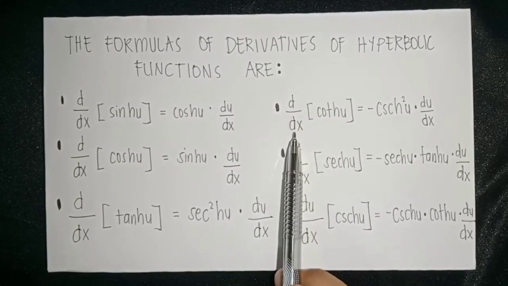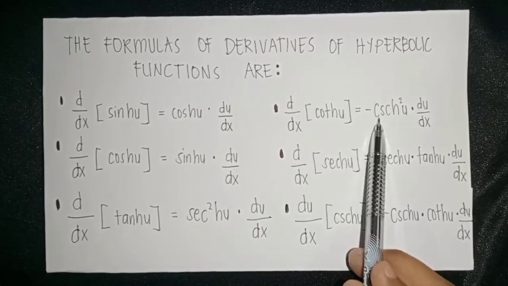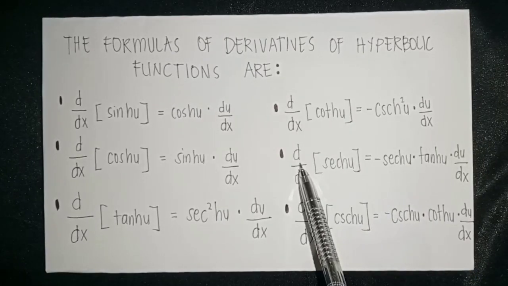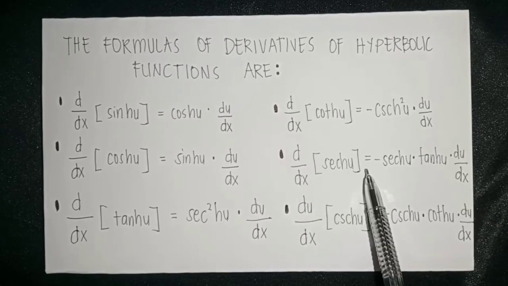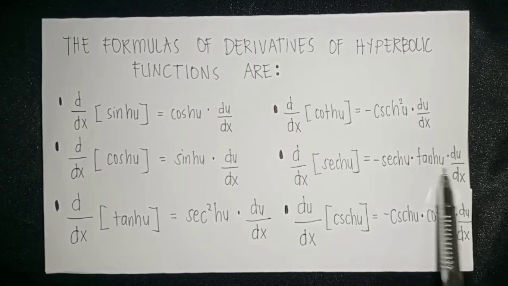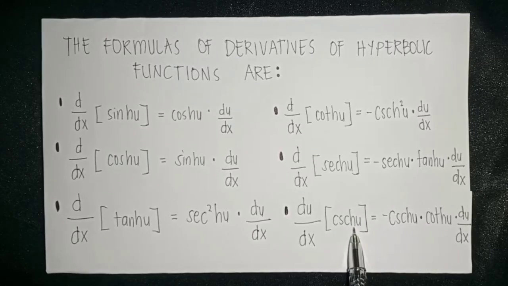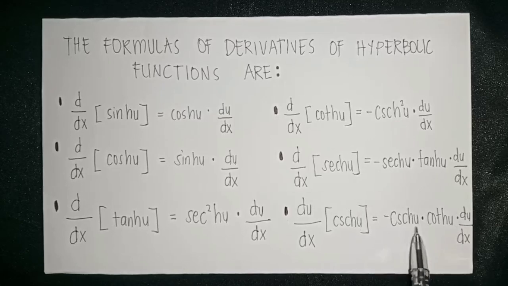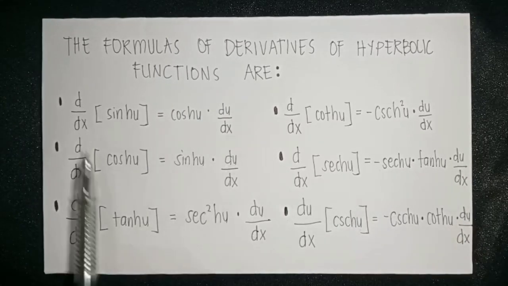The fourth one is the derivative of hyperbolic cotangent u with respect to x is equal to negative hyperbolic cosecant squared u times du over dx. The fifth one is the derivative of hyperbolic secant u with respect to x is equal to negative hyperbolic secant u times hyperbolic tangent u times du over dx. The last one is the derivative of hyperbolic cosecant u with respect to x is equal to negative hyperbolic cosecant u times hyperbolic cotangent u times du over dx.